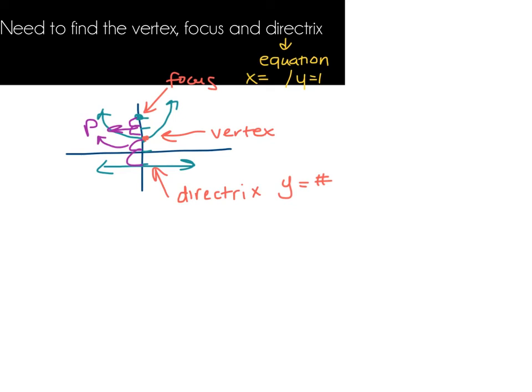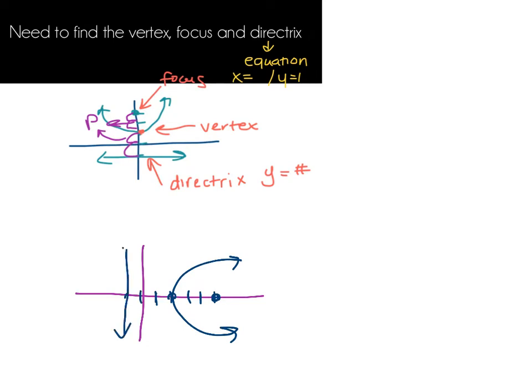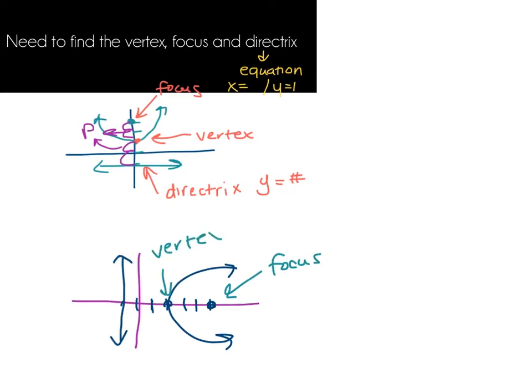Whether it's vertical or it's horizontal, all that information is the same. So if it was horizontal, let's say it's here. This time it's an x equals. And again, distance from vertex to focus and vertex to directrix are the same.